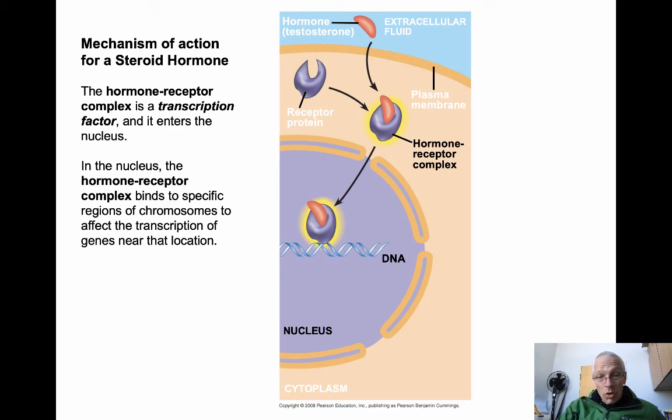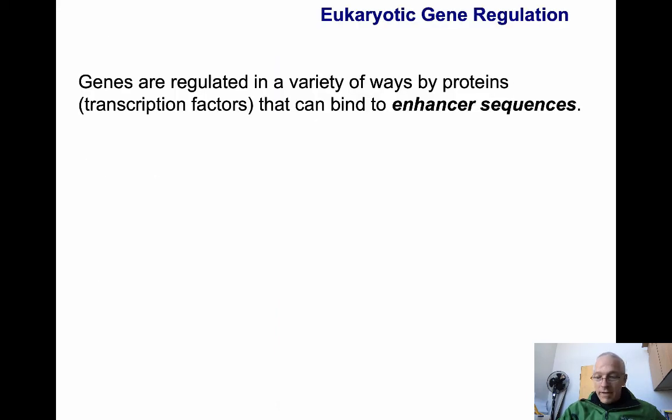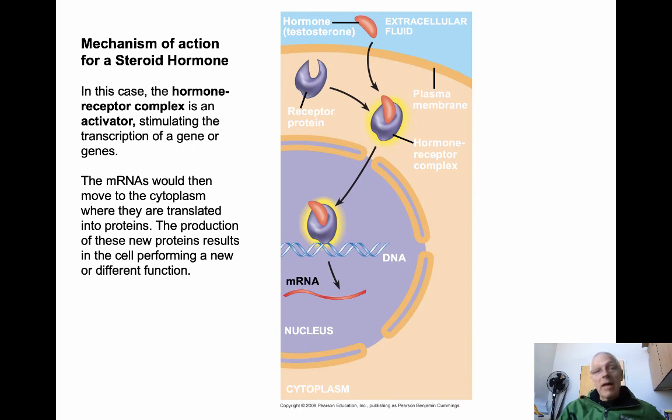Now, once that hormone receptor complex binds to the DNA, it can do what we saw the transcription factors do in the bacterial operons that we looked at. It can either switch on or switch off a gene. And in this case, it's showing the example that the hormone receptor complex, this transcription factor, is an enhancer. It activates a gene and it stimulates the production of a messenger RNA, which can go out into the cytoplasm and affect the production of a protein. And that protein would affect some change in the cell. That protein would be the consequence of that hormone reaching the cell.